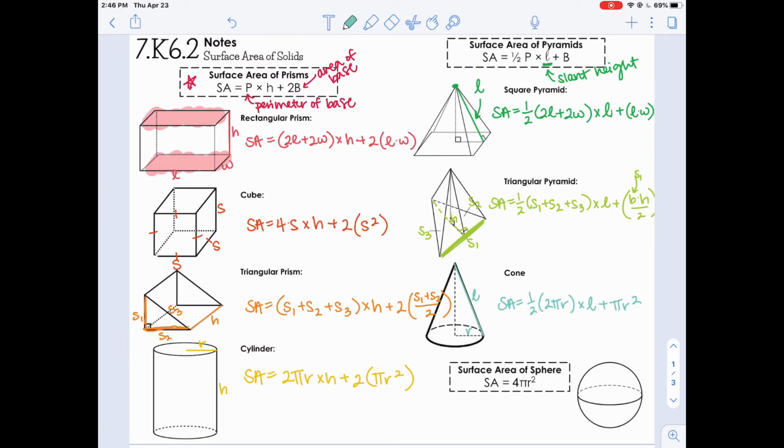Okay, I promise this time I did not mess up the sphere like last time. So 4 times pi r squared. All we need is a radius.